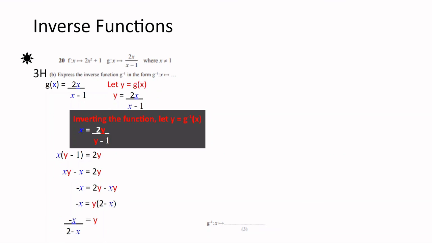Remember, this is not the same as the function g of x because in this step here, I reversed the x's and y's. If you don't like having negatives in your fraction, you could divide both top and bottom by -1 and leave that as x over x minus 2. I've changed the signs of all terms in that fraction.